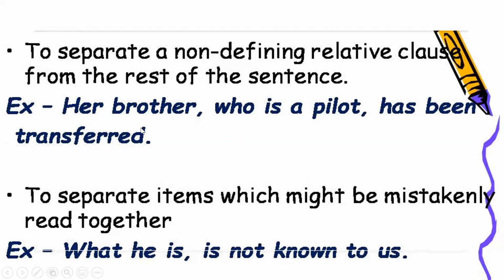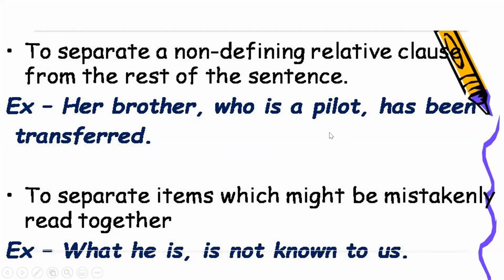Why? Because, her brother, who is a pilot, has been transferred. So this is additional information. In this case, who is a pilot is additional information about the brother. Even if we do not have this information, the sentence is complete. Her brother has been transferred. So when you have non-defining relative clauses, you have to separate them using commas.